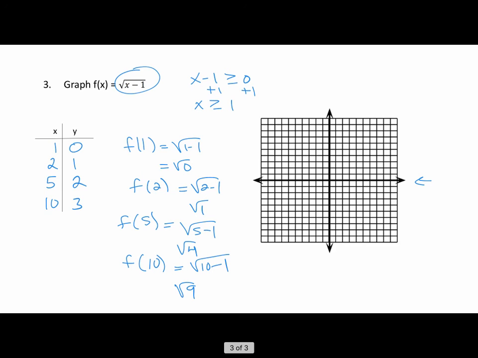Let's graph those points and see if we have a good idea of what this looks like. So 1, 0, 2, 1, 5, 2, and 10, 3. So we can see that there's nothing to the left of this, right? Because of our domain, we start at x equals 1, and that's as far left as this goes for the graph. So this is our starting point, and then we continue curving off this way. And that's what the square root function looks like.